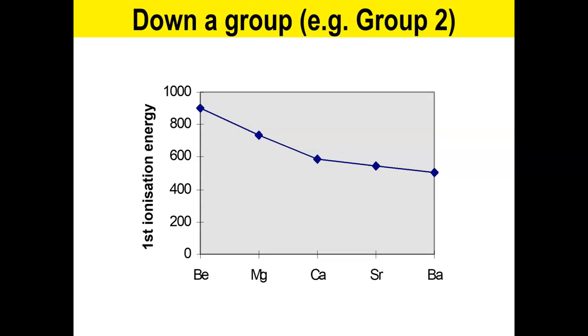So the final issue, of course, is the radius, the size of the atoms. Well, they're getting bigger as you go down group 2. So the outer electrons are less strongly attracted and easier to remove. So that's why ionization decreases downwards.